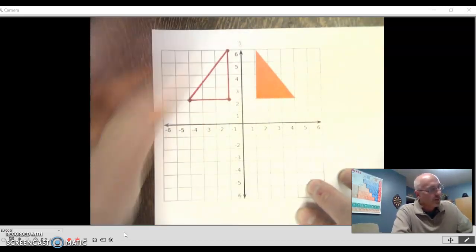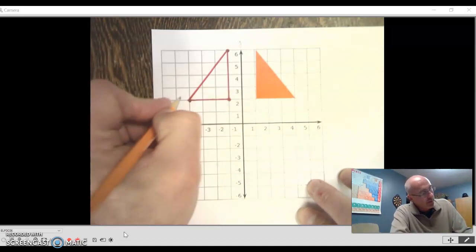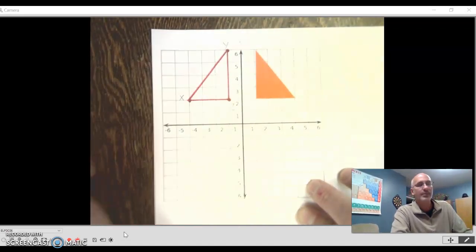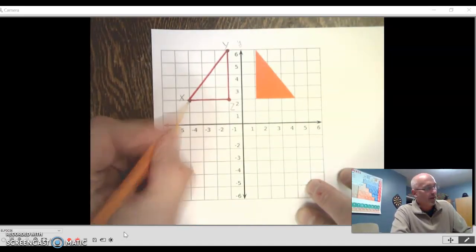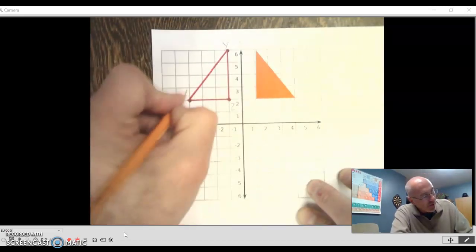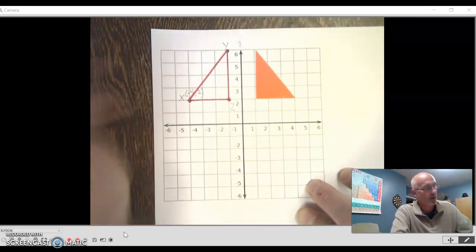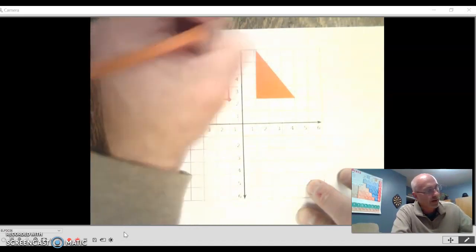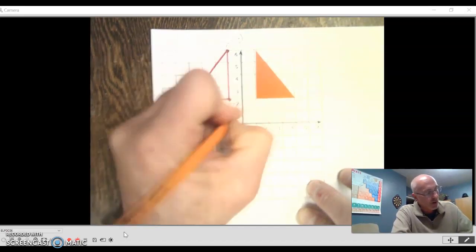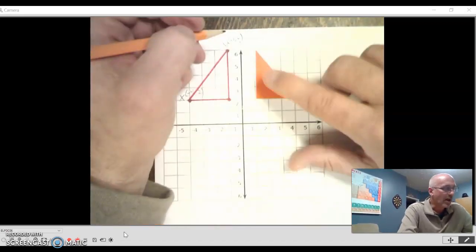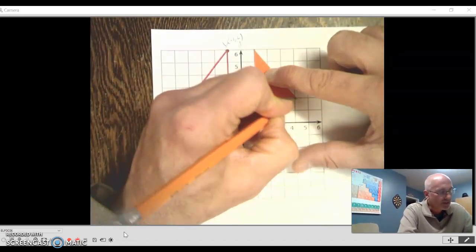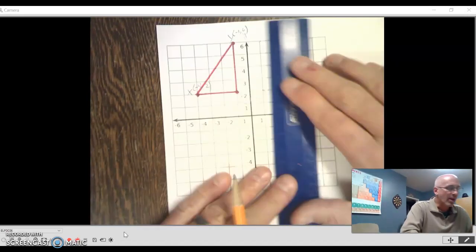So what I'm going to do first with my original triangle, I am going to label it X, Y, and Z. And then I am going to give them their coordinates. So X is at -4, 2. My Y is at -1, 6. And my Z coordinate is at -1, 2. So now that I am reflected over that line, I'm going to give myself my vertices. And then I am going to connect my points.